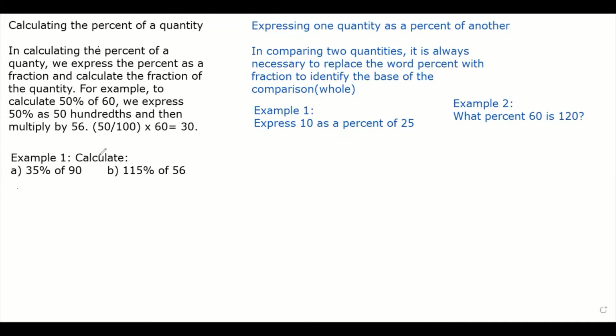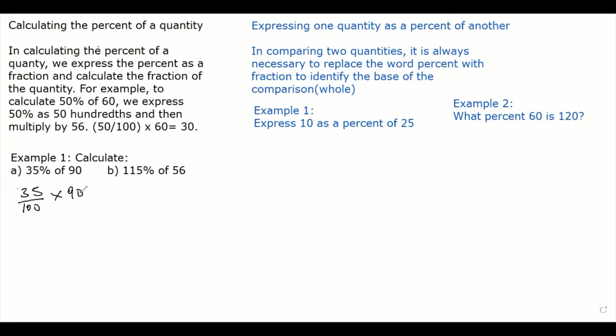Example 1. Calculate 35% of 90. First, we express 35% as a fraction. So 35% as a fraction would be 35 over 100. Then multiply it by 90. So it will be times 90.